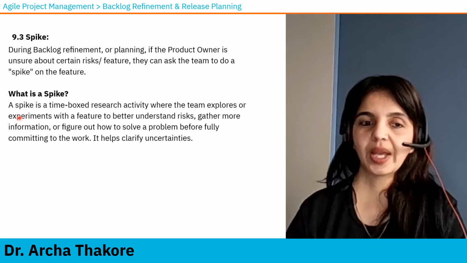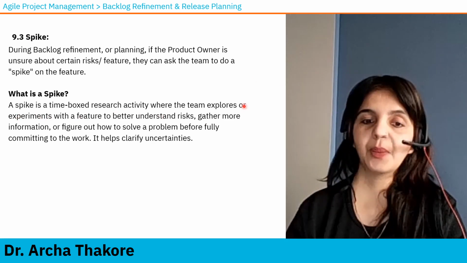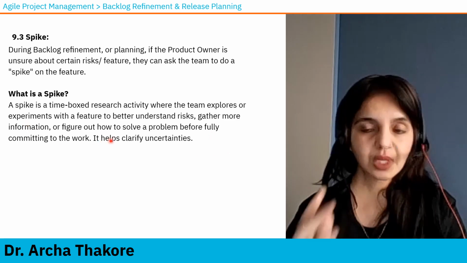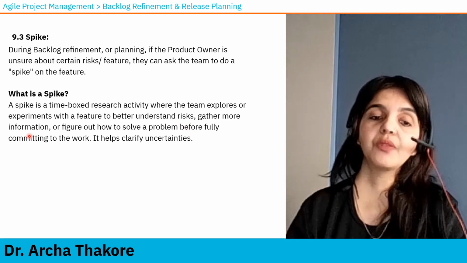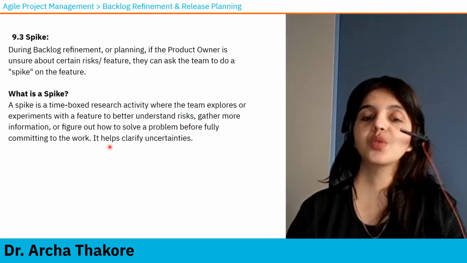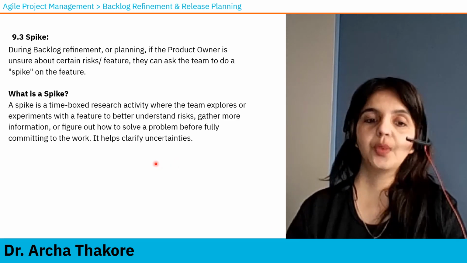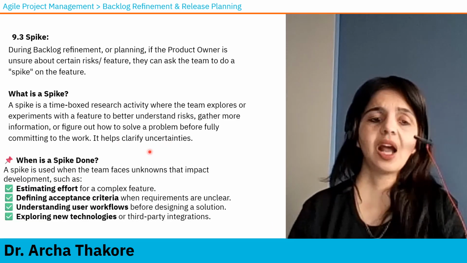So what is a spike? A spike is a time-boxed research activity where the team members explore and experiment with a feature. They sometimes create prototypes also to better understand risks, gather more information, and figure out how to solve a problem or how to understand more about the upcoming work. It helps clarify uncertainties.